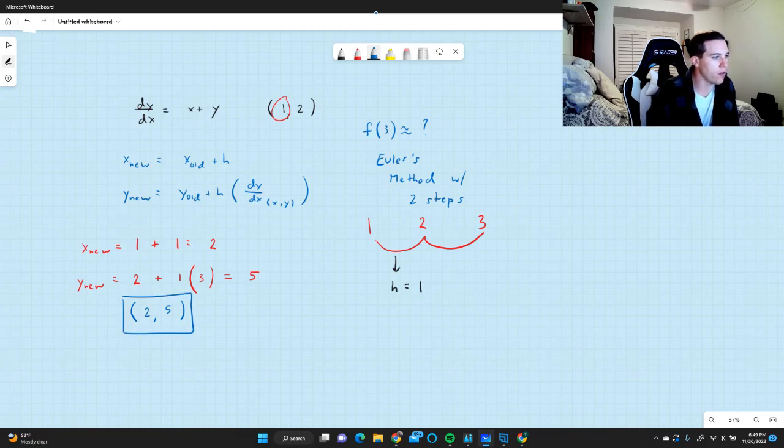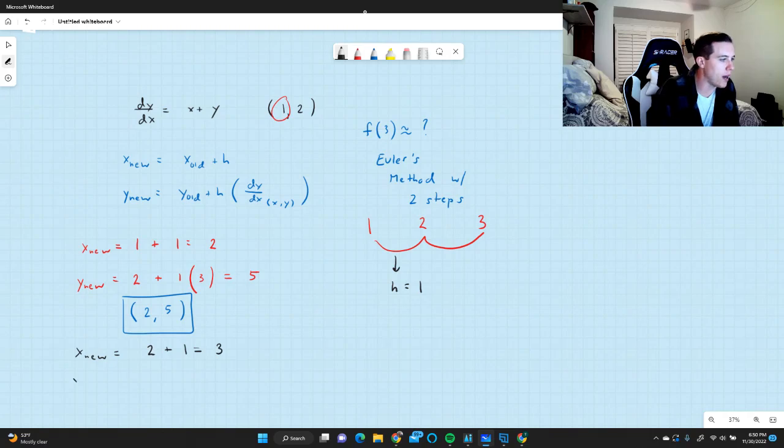But we're not done. We've gotten to 2, but we're trying to get to 3, remember, so we have to do it one more time. So to get our x new, we start with our x old, which was 2. We started with 1, but it's 2. Sometimes you will have a repeat coordinate, believe it or not. That actually happens fairly often. Plus, our step size is still h, so there we go. We made it to 3.